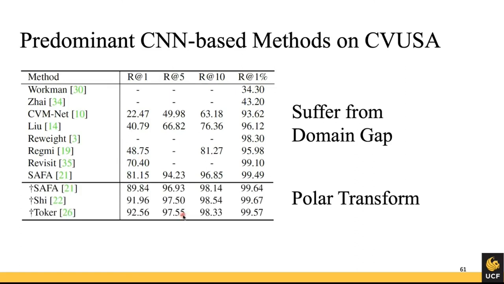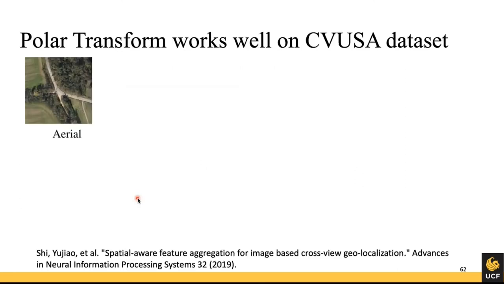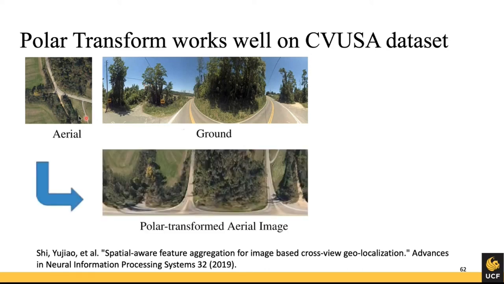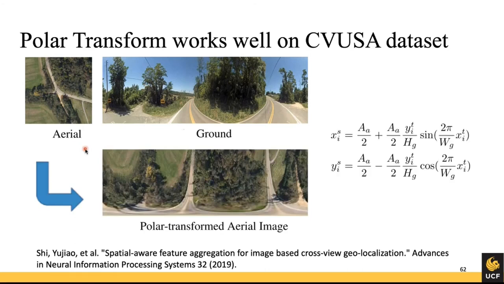Recently, some work utilized the polar transformation to mitigate this kind of domain gap, and it is able to significantly improve the retrieval performance, maybe by 10 or more percentage points. This polar transformation works well on the CVUSA dataset. As I mentioned, this is a spatially and orientation aligned dataset, and it has images mostly focused on rural areas. The polar transform basically takes the aerial image and does some transformation, which makes it very close to the ground view appearance. This is how they mitigate the domain gap for cross-view geolocalization.